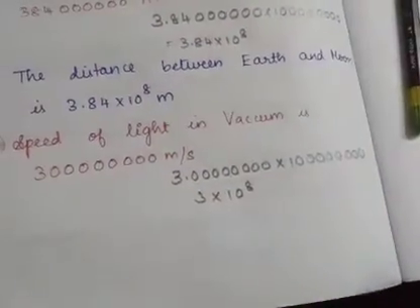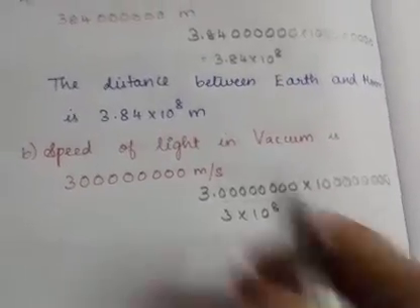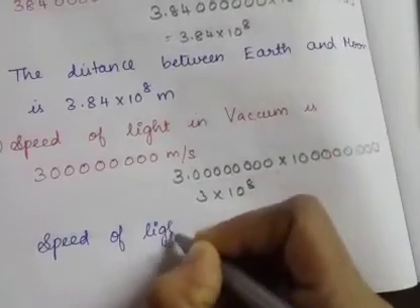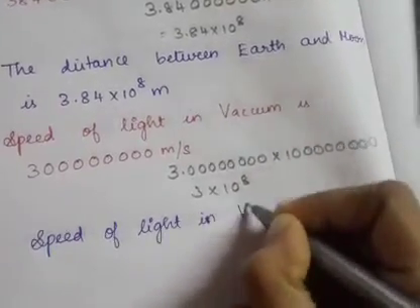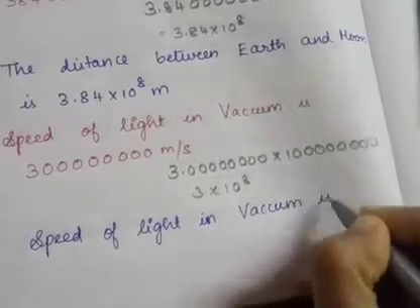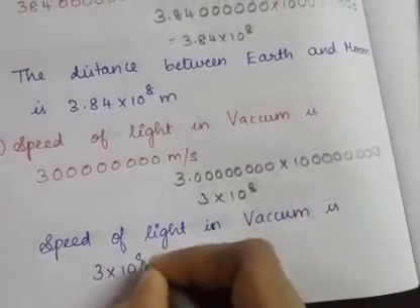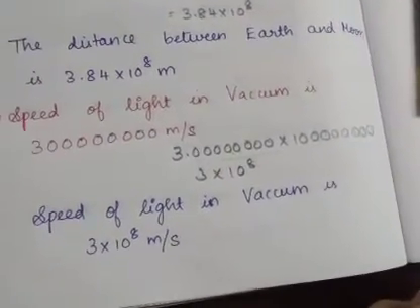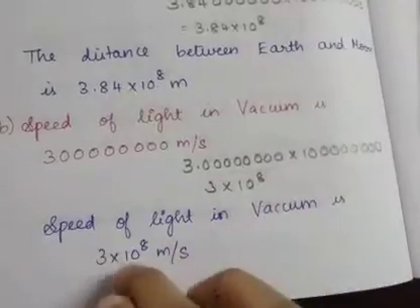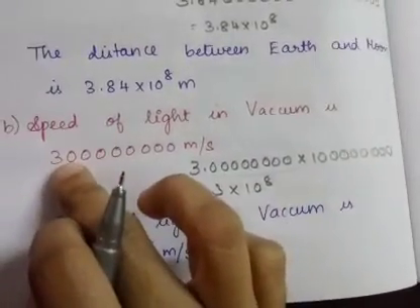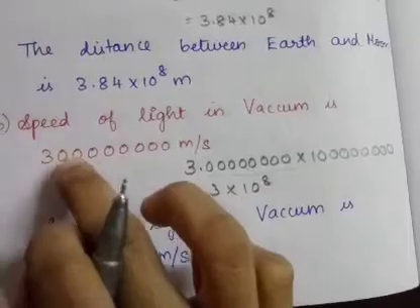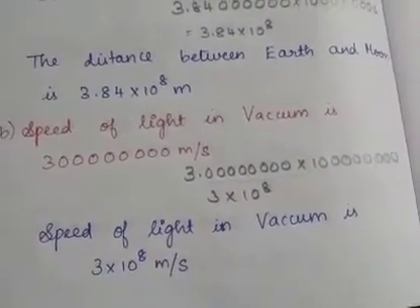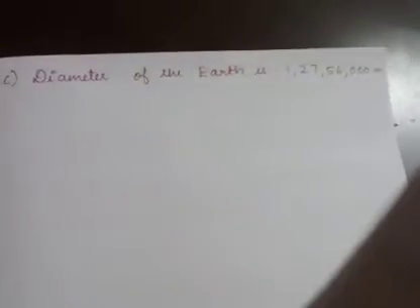So when I am writing this problem in words, how will you write it? Speed of light in vacuum is 3 into 10 power 8 meter per second. Why 10 power 8? Because after the decimal, 8 digits are there. 1, 2, 3, 4, 5, 6, 7, 8. So 3 into 10 power 8 meter per second. Okay, this is your C problem.